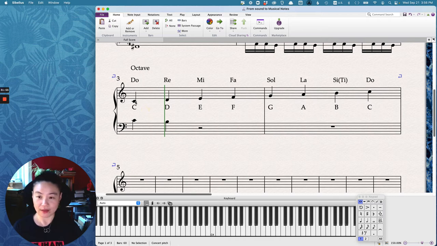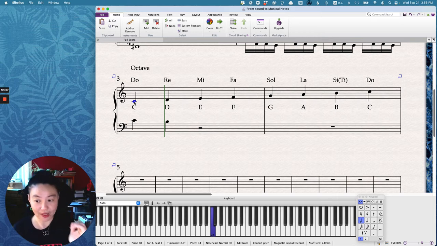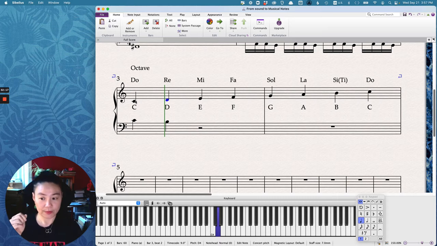So let's find the first pitch and then let's just go off. Let's check every time we move to the next note. This is C major scale ascending. So the first note is Do, Re, Mi, Fa, Sol, La, Ti.